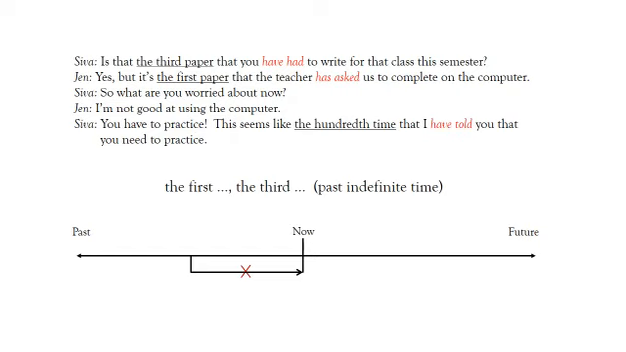And finally, this seems like the 100th time I have told you that you need to practice. I have been telling you. And this is the 100th time. So maybe the first time was 5 months ago. And from that onwards, I have been telling you to practice. And this is the 100th time. So, once again, we are looking at a series of events, series of things. And this is the 100th time, which is happening right now. So, here too, what is being used is the present perfect tense.